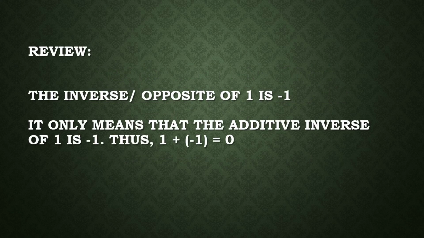Let us have a fast review about inverse or opposite. The inverse or opposite of 1 is -1. We also call this the additive inverse. So if we have 1, the additive inverse is -1. And if you combine them, the result is 0.